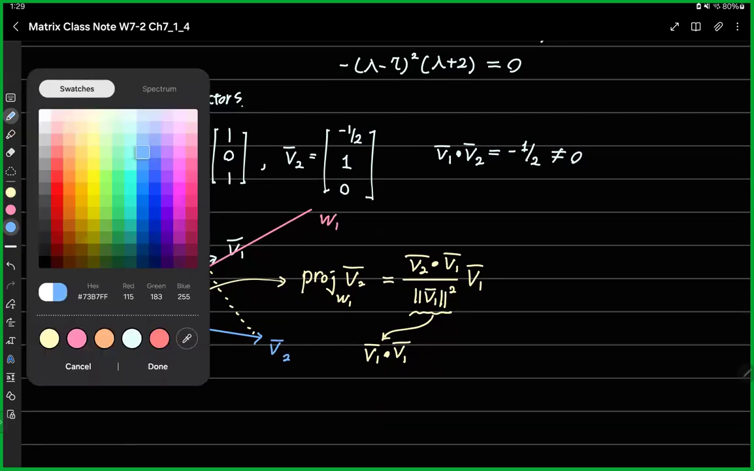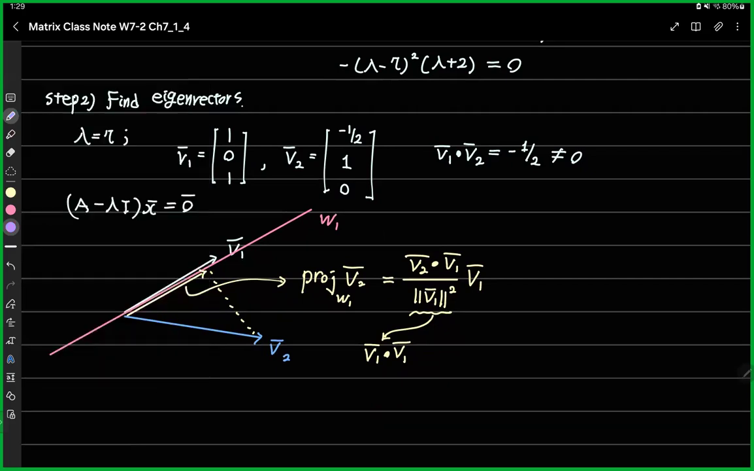Now, why do we have to find the projection of V2 onto W1? Because we want to get a basis vector other than V2 and orthogonal to V1. You see that V1 and V2 are a basis. We can generate R2 using V1 and V2, but they are not orthogonal. So we're going to construct a new basis whose vectors are orthogonal.